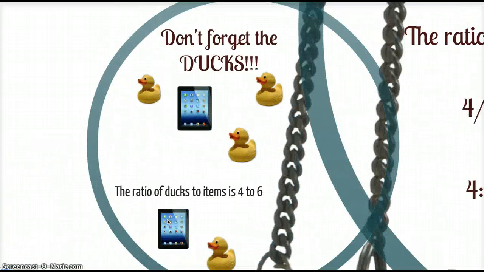You can't forget about the ducks. When you compare an item to the total number of objects, you need to remember to include the ducks, or include the item that's being compared. So in this example, we have 1, 2, 3, 4, 5, 6 total items. So the ratio of ducks to items is 4 to 6.